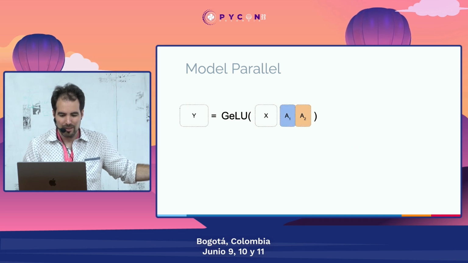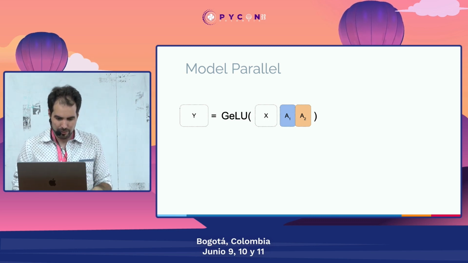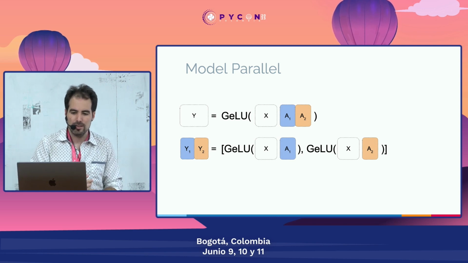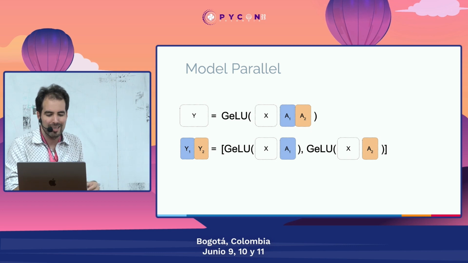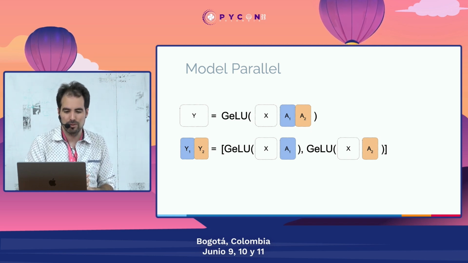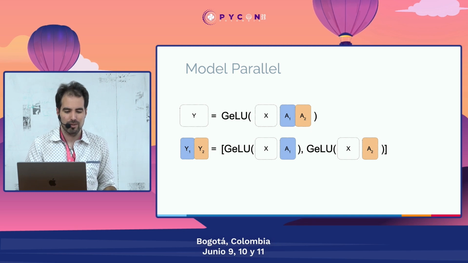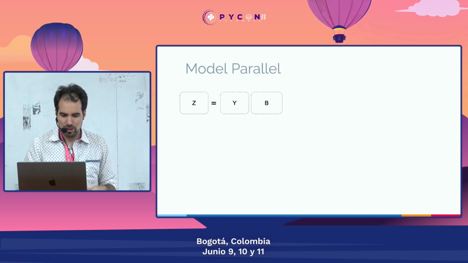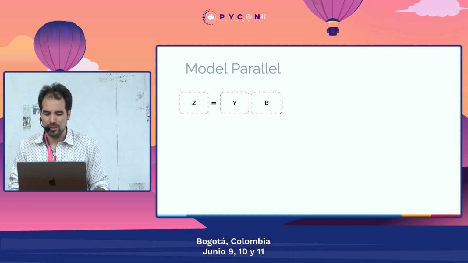So what is going to happen? If we just take a look at Y, which is this intermediate step of just the GLU and the matrix multiplication, we're gonna see that this operation is in fact equivalent to multiplying A1 with the data and then applying the GLU, and concatenating it with the same operation but with A2. So this is equivalent. So we now get our matrix Y, but Y is composed of Y1 and Y2, splitting the column dimension.